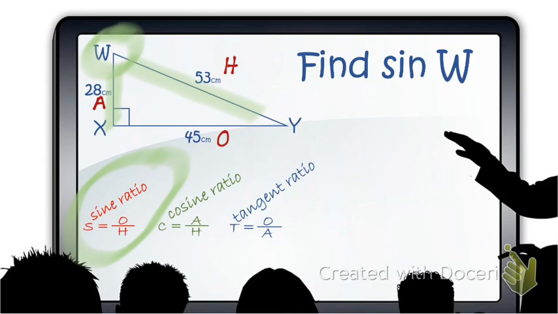So in order for us to finish this problem, we just need to write the sine ratio. And the sine ratio is the opposite over the hypotenuse. So our opposite is 45 and our hypotenuse is 53. So our answer is the fraction 45 over 53.